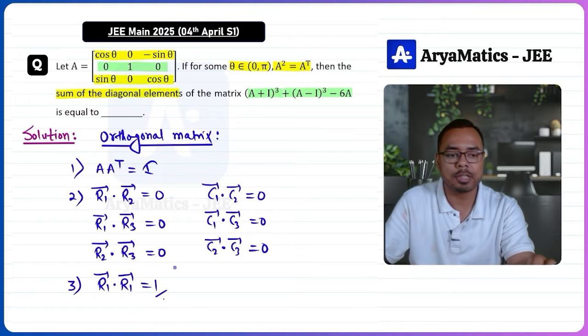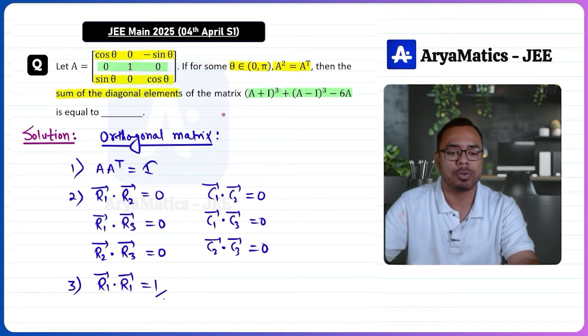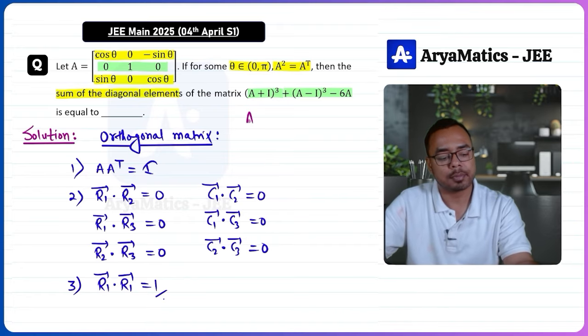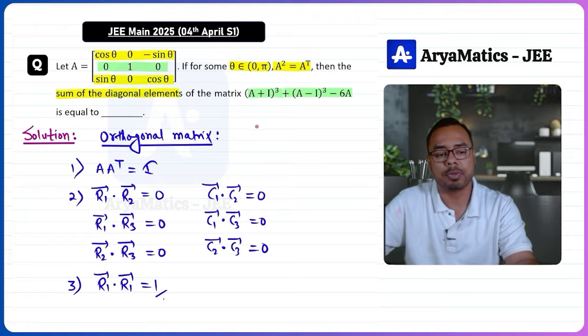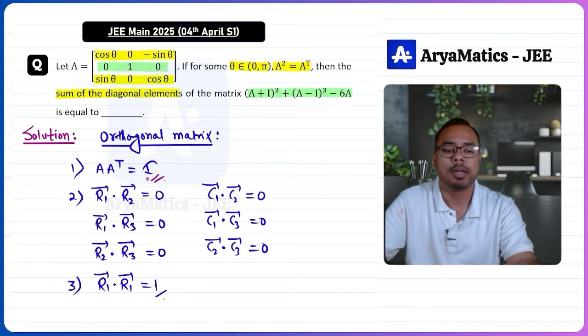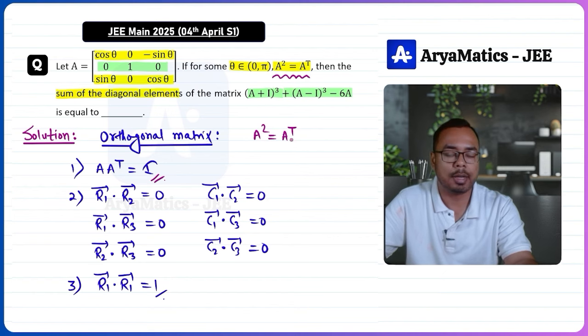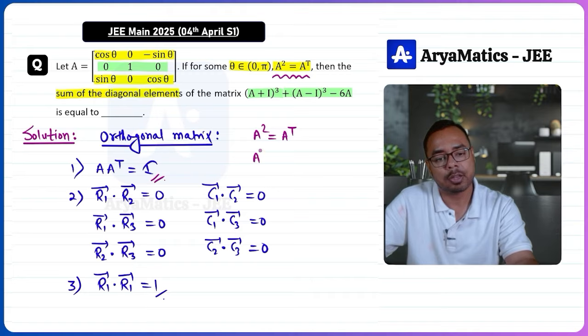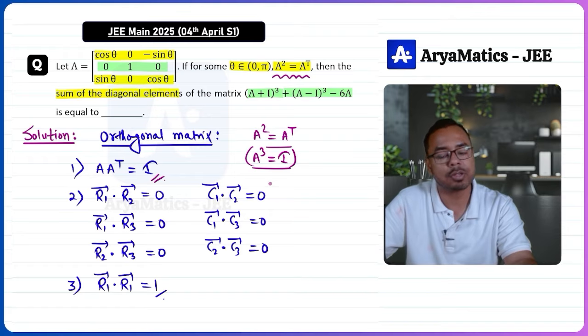So if you are familiar with this property of orthogonal matrix, then by observation you can tell that matrix A is orthogonal matrix, and that will imply that A into A transpose must be identity matrix, right? So here it is given that A square is the same as A transpose. Now if A square is A transpose, you can multiply both sides by matrix A, and then on the left hand side we have A cube, and the right hand side will be A into A transpose, which is identity matrix, because the given matrix is orthogonal matrix. And now the problem becomes much easier.